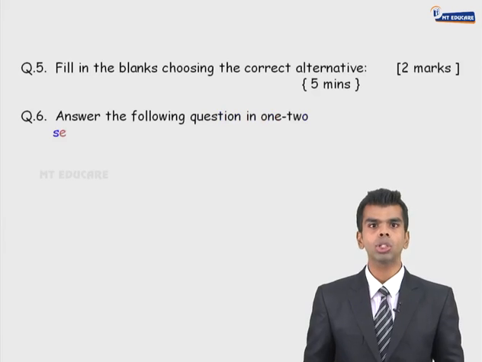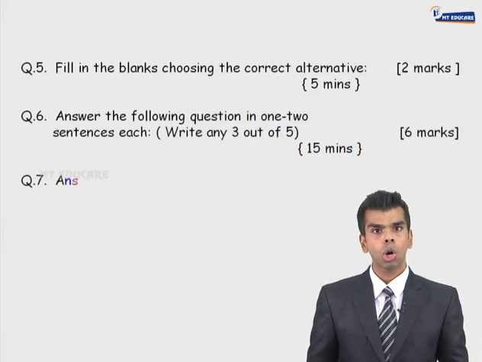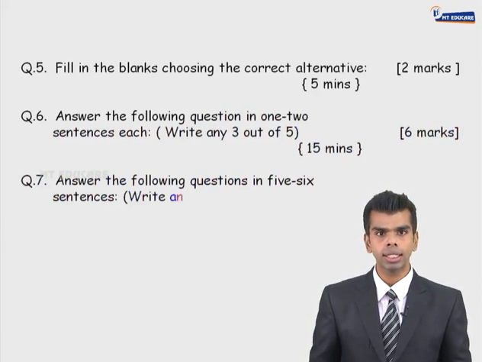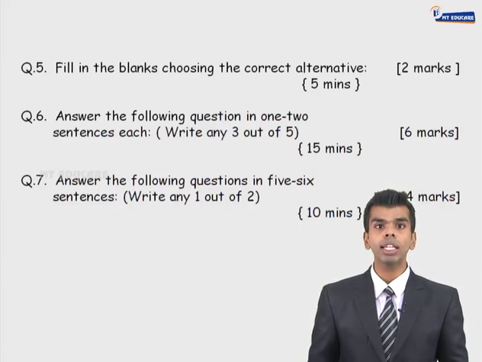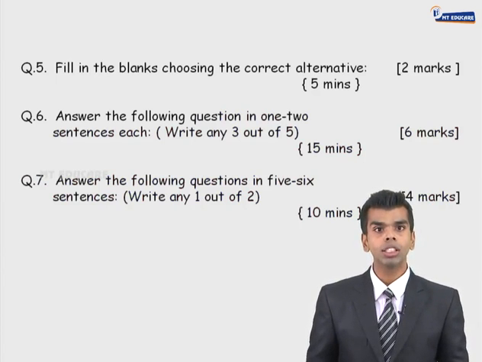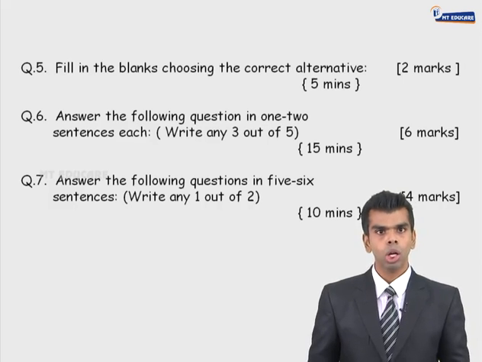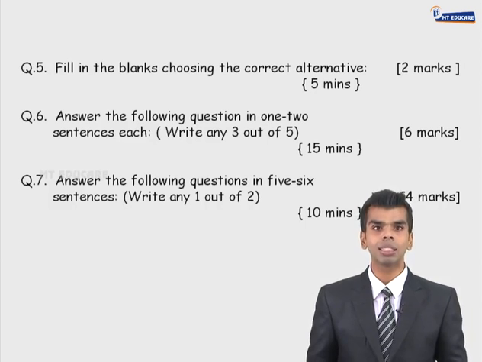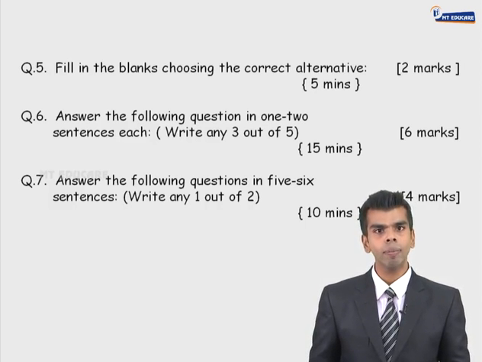The next question is question number 6, called answer in 1 or 2 sentences. You need to make a choice of any 3 out of 5, called the short answers of economics. 2 marks for every answer, that means for 3 answers, it is 6 marks. I can say 5 minutes for each answer, the time is 15 minutes.